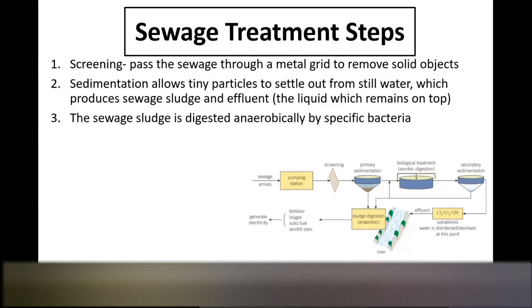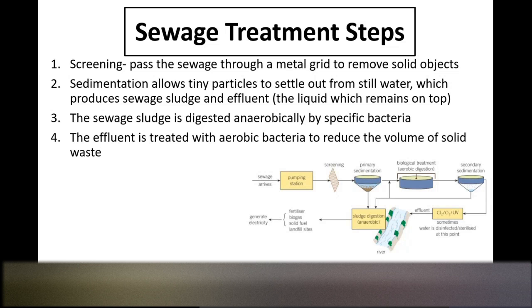Good, well done, without oxygen. Okay, so sewage sludge is digested without oxygen. That is very, very key because the effluent is treated with aerobic bacteria to reduce the volume of solid waste. So the sewage sludge is digested anaerobically by bacteria, and the effluent, which is the water, is treated with aerobic bacteria.